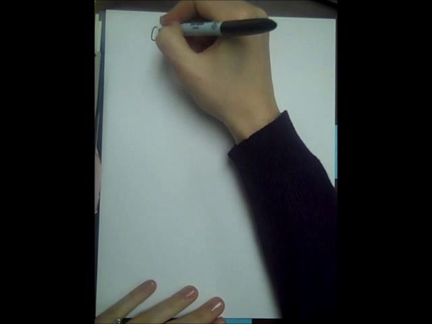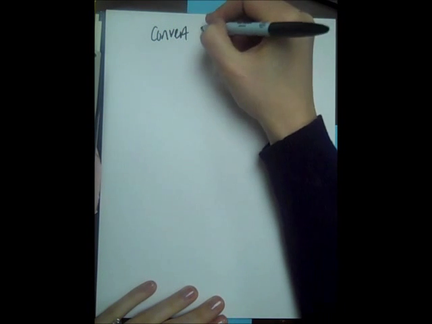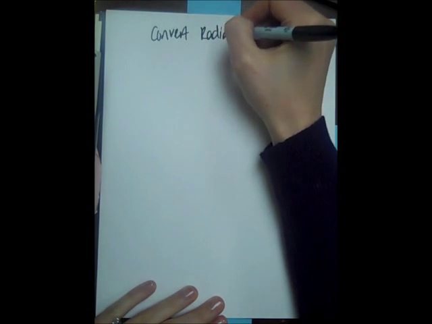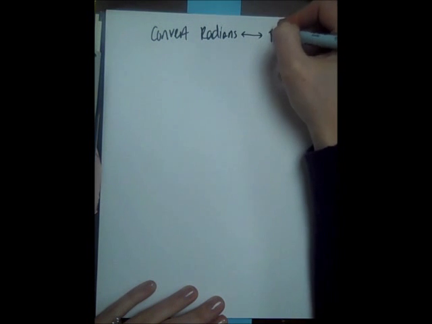So when we were looking at the unit circle, we saw that you can have radians or degrees. Sometimes it's helpful to go back and forth. So we're going to see how to convert radians to degrees and then, vice versa.